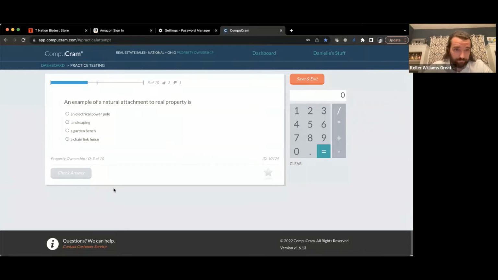Question number 5. An example of a natural attachment to real property is A, an electrical pole, B, landscaping, C, a garden bench, or D, a chain link fence.